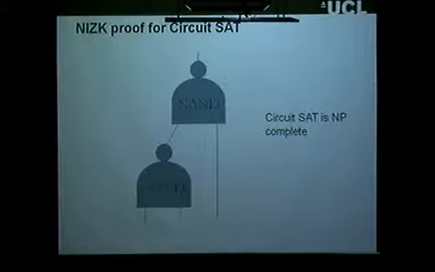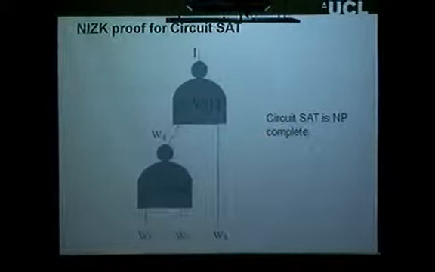So what the prover wants to convince the verifier is that, look, here's a statement, here's a circuit, and the claim is that it's satisfiable. In other words, that there's some way to make this circuit output 1. And the witness that the prover has are the values of the wires that will make the circuit output 1. So the prover's witness consists of values to these wires such that it will output 1.